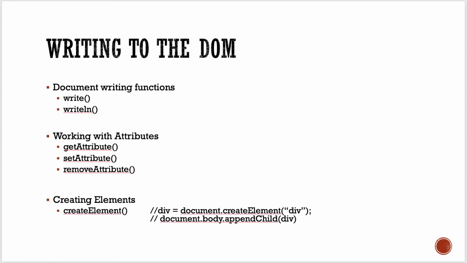One can also write to the Document Object Model. Now, there are two specific document writing functions called write and writeln, and these will render HTML out directly to the current window. This is a very crude way of writing to the Document Object Model. Some other ways you can write to the Document Object Model are by getting and setting attributes and removing attributes. And again, these are JavaScript functions that allow you to modify attributes of HTML elements.